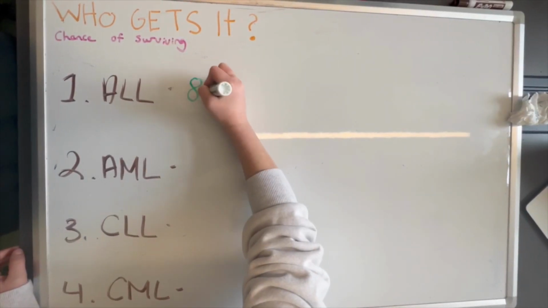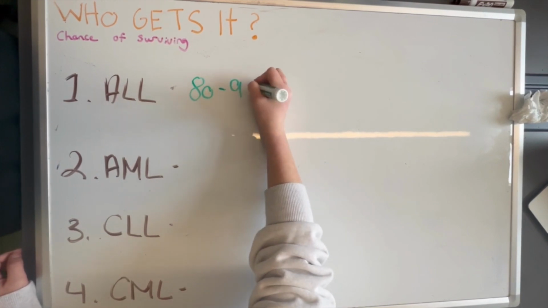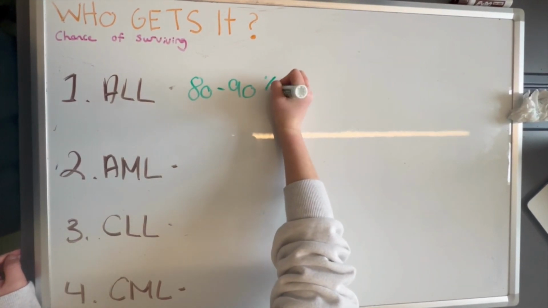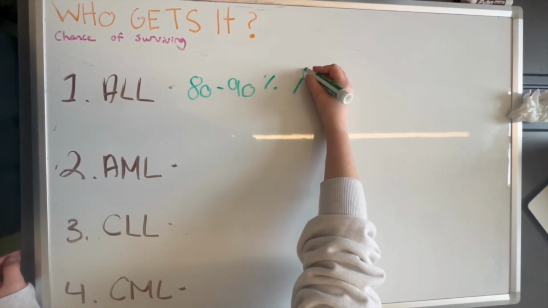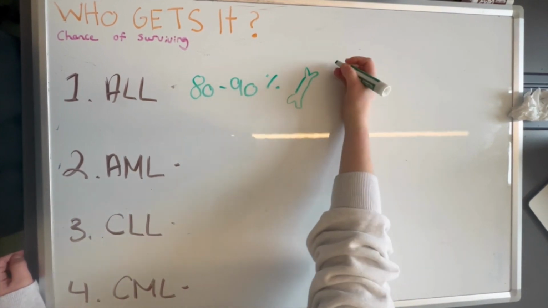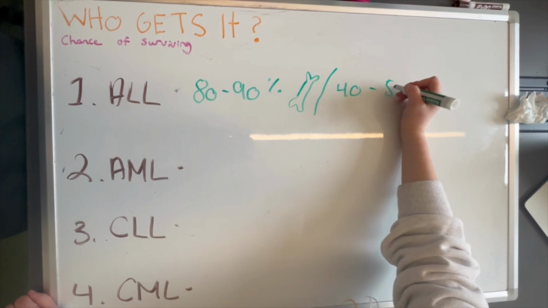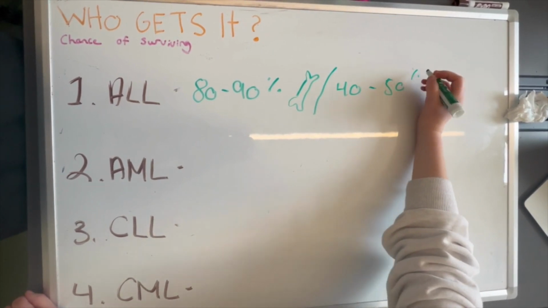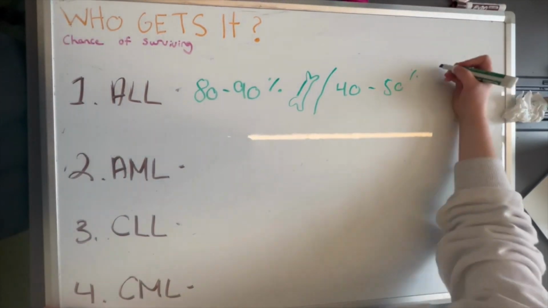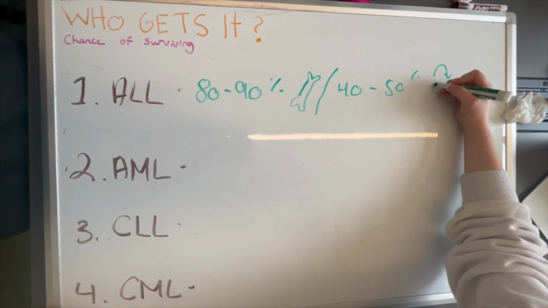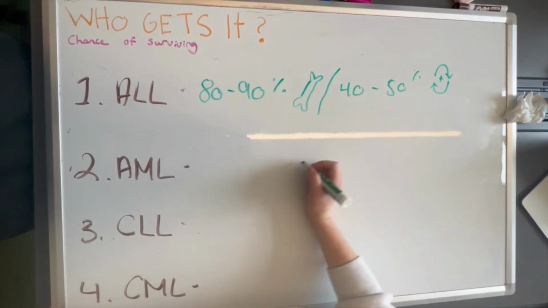ALL is often diagnosed in children, especially those under 5. While adults, including both genders, can develop it, males face a slightly higher risk. About 80 to 90% of ALL patients achieve complete remission, but around half may experience a relapse. 40 to 50% not only reach complete remission, but also avoid relapse, showcasing a variety of treatment responses and outcomes.